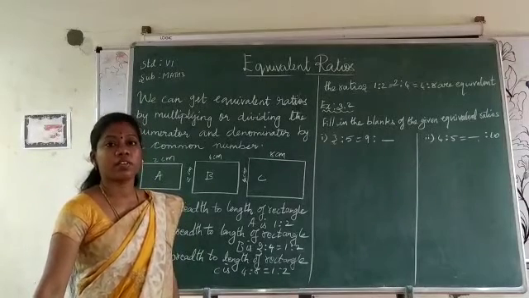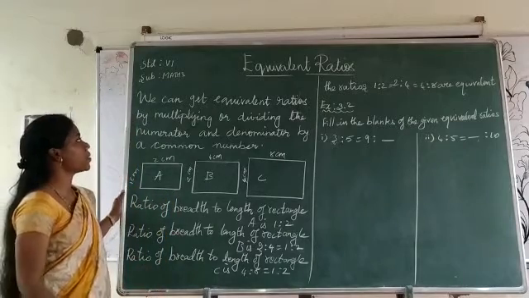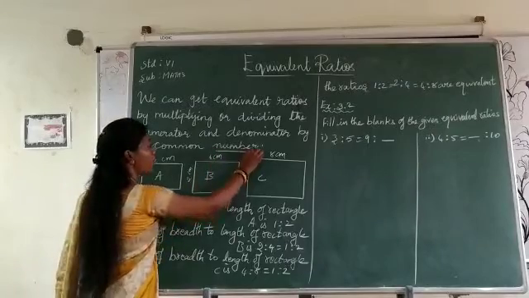Good morning students. Today we are going to learn equivalent ratios. We can get equivalent ratios by multiplying or dividing the numerator and the denominator by a common number.